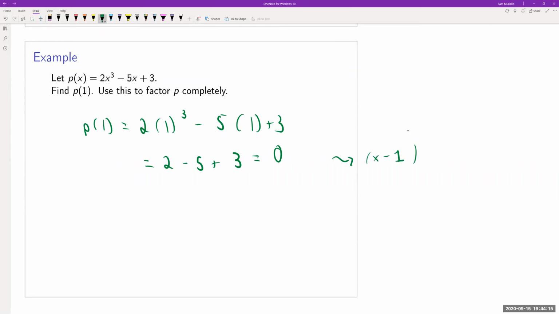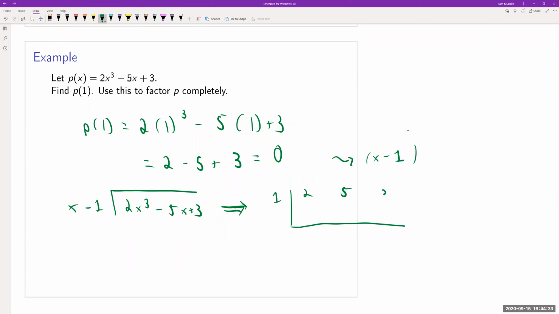So I can plug this in. X minus 1 divided into 2x cubed minus 5x plus 3. Let's actually do this the synthetic division way, just to get more practice at that. So we'll do 1, and then I need a 2, a 5, and a 3. 1, again, because this would be the solution that I plugged in. We'll bring down 2, then we'll multiply the 1 over and add to get 7. Then we'll do this again with the 7 and get 10.